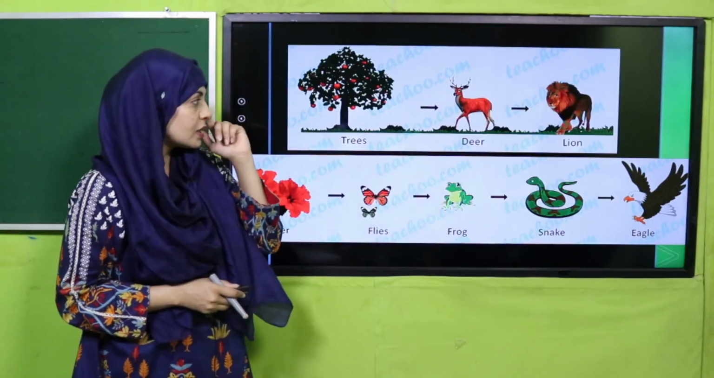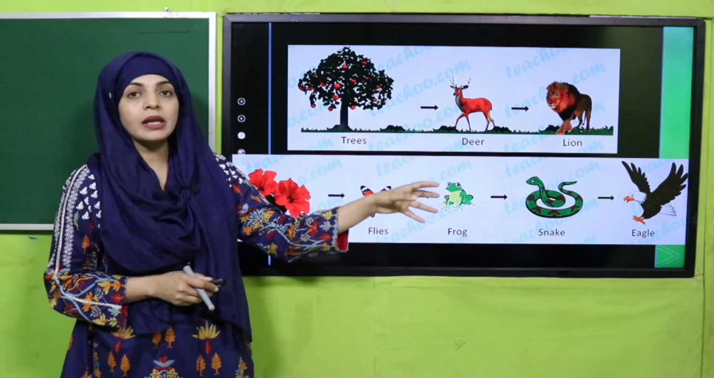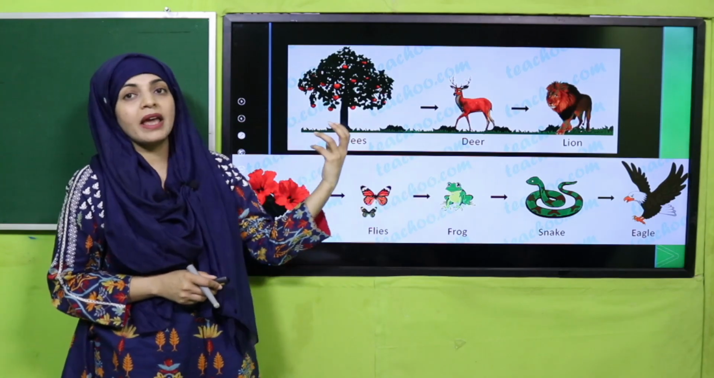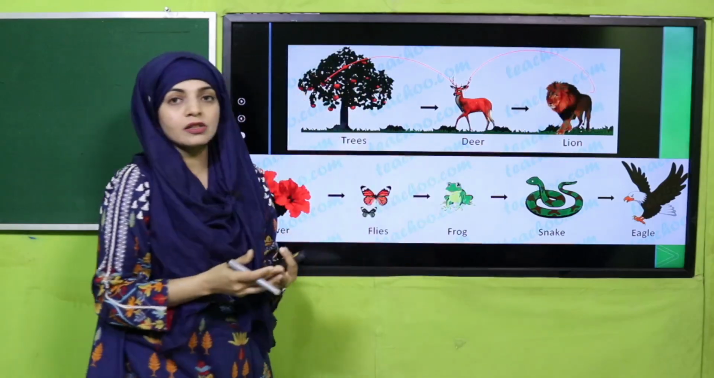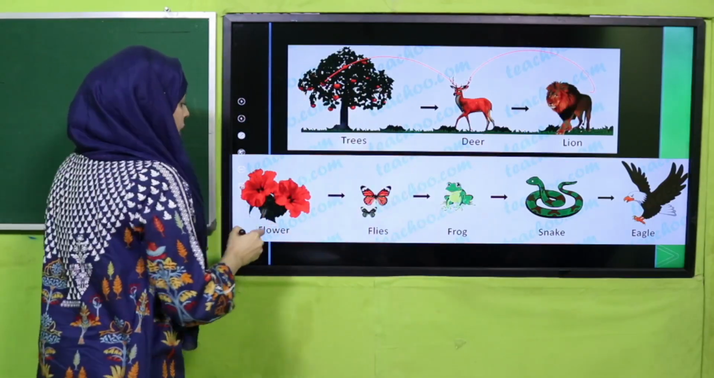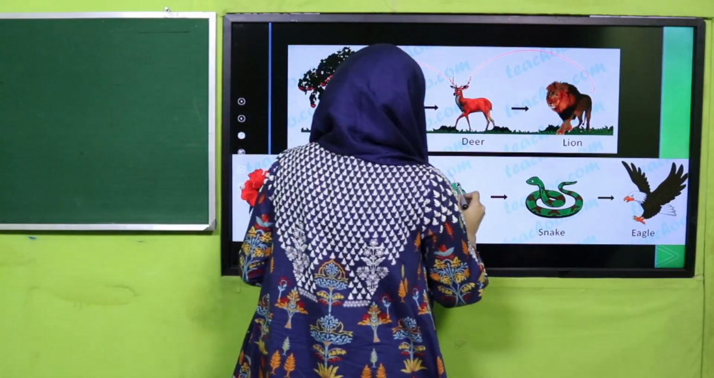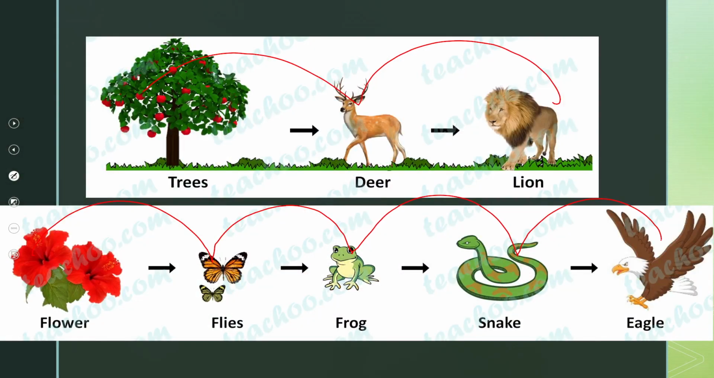So my dear students, here you can see tree, deer, lion, ये एक food chain है. आप देख रहे हैं कि कैसे energy जो है वो organism to organism transfer हो रही है. Here again you can see flower, flies, frog, snake and eagle, and energy is transferred from the plant onwards and onwards because एक चीज जो है वो दूसरे को खा रही है.